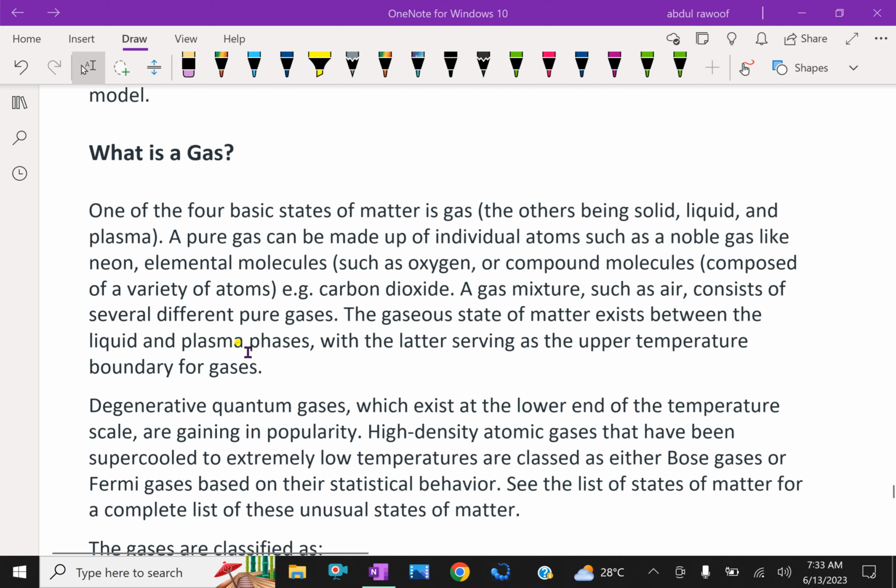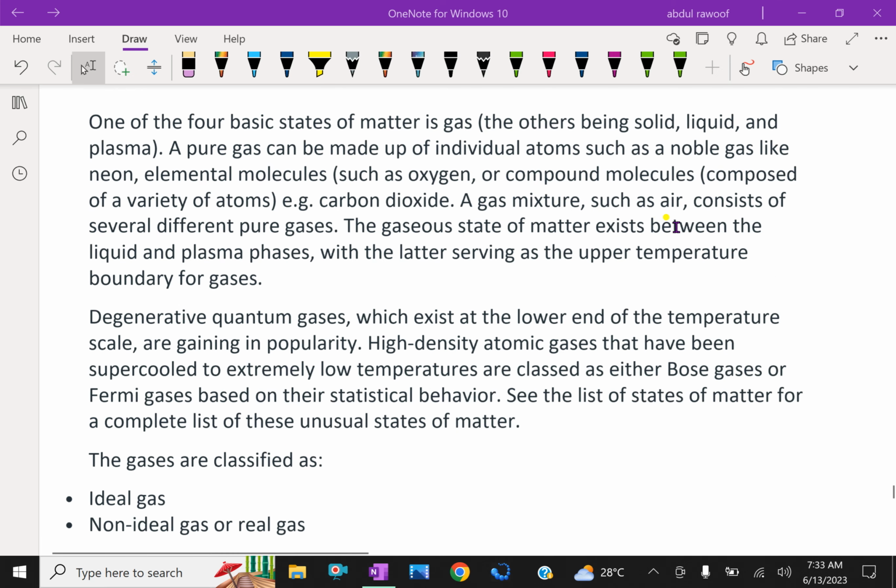Now we will discuss what a gas is. One of the four basic states of matter we know is gas. The others being solid, liquid and plasma. A pure gas can be made up of individual atoms such as a noble gas like neon, elemental molecules such as oxygen, or compound molecules composed of a variety of atoms, for example carbon dioxide. A gas mixture such as air consists of several different pure gases. The gaseous state of matter exists between the liquid and plasma phases, with the latter serving as an upper temperature boundary for gases.